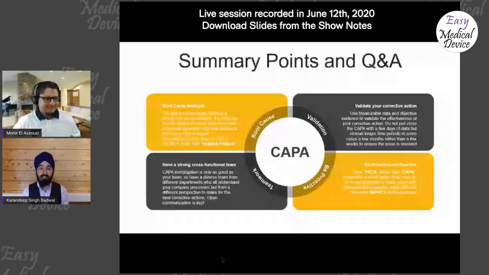Of course, following that, you need to validate your corrective action. So fine, you put your corrective action in place. You think it's going to work, but you need some measurable data in place and give it an appropriate timeline. Don't just give it a few weeks, give it a few months, give it a year if you need to. You need to verify that it's actually going to work.